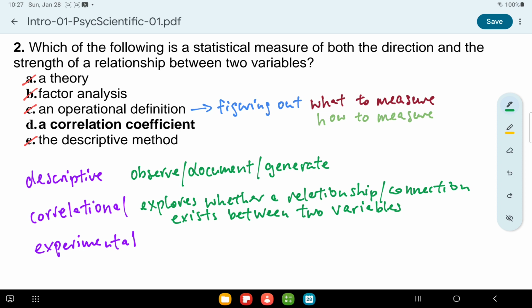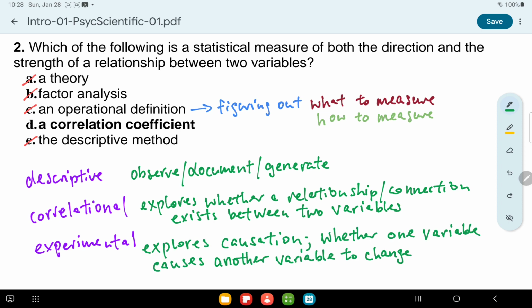Now, experimental, very quickly, refers to the experimental setup that explores causation or causality. You can use that word too. It is a question of whether one variable causes another variable to change. If one variable influences another variable to the extent of itself changing, we manipulate one variable and we measure the other variable to look at the potential of a cause and effect relationship.